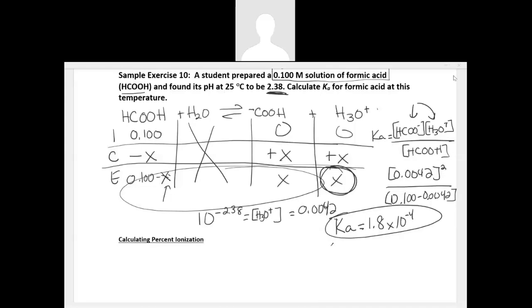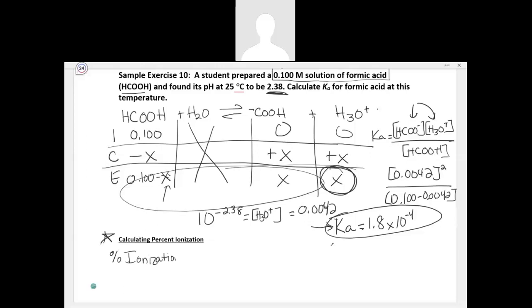In this video from chapter 16 on acid-base equilibria, we're going to begin where we left off at the end of sample exercise 10 here. So we solved for the equilibrium constant, the Ka value of formic acid. We can also do something called calculating the percent ionization, finding out exactly how much of our acid turned into ions. So the formula for this would be percent ionization.